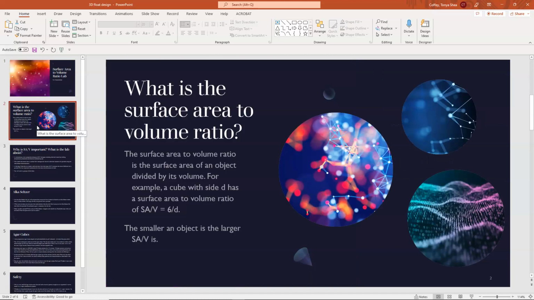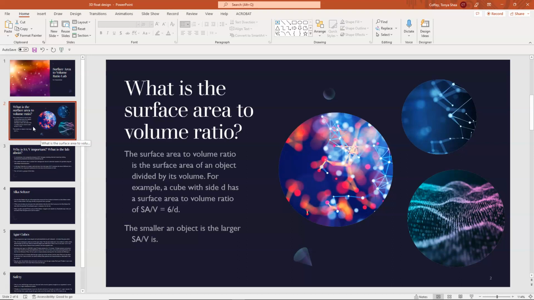What's the surface area to volume ratio? A surface area to volume ratio is basically just the surface area of an object divided by its volume. So for example, if you have a cube with sides of length d, each face has an area of d squared, and there are 6 faces, so the total surface area of a cube is 6d squared. And of course the volume of a cube is d cubed. So if you take 6d squared and divide it by d cubed, the surface area to volume ratio is 6 over d.